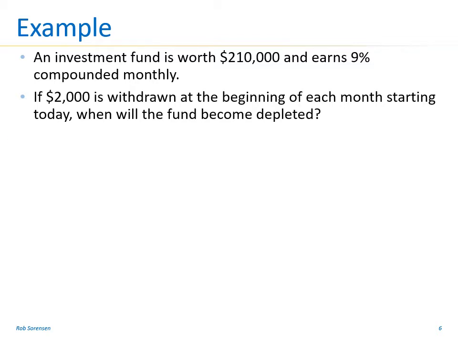Well, I've got a present value due of $210,000, a payment of $2,000, and an interest rate of 0.0075. That's the 9 divided by 12, isn't it? I want to figure out how long it'll take.